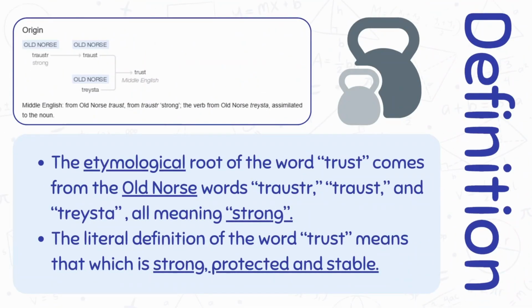So first, we need to set the scene by looking at definitions. When we look at the etymological root of the word trust, we can see that it comes from the Old Norse words traustu, traust, and trausta, which, let's just imagine I said that completely correctly, okay? So all of these mean strong. So the literal meaning of the word trust is that which is strong, protected, and stable. So this is really key and makes so much sense as we begin to learn more and more about trusts. Hopefully you will see just how strong they are as a legal arrangement.